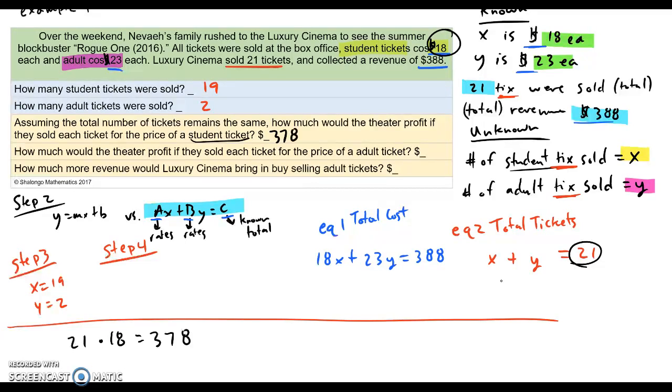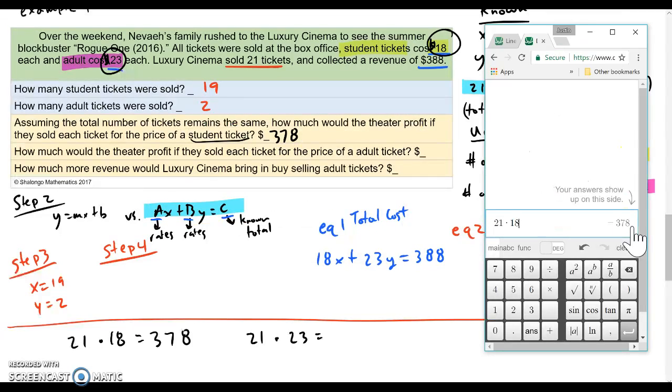How much would the theater profit if they sold each ticket for the price of an adult ticket? So 21 tickets total. The price of an adult ticket was 23. If they sold each of the 21 tickets at the adult price, they would have made $483.